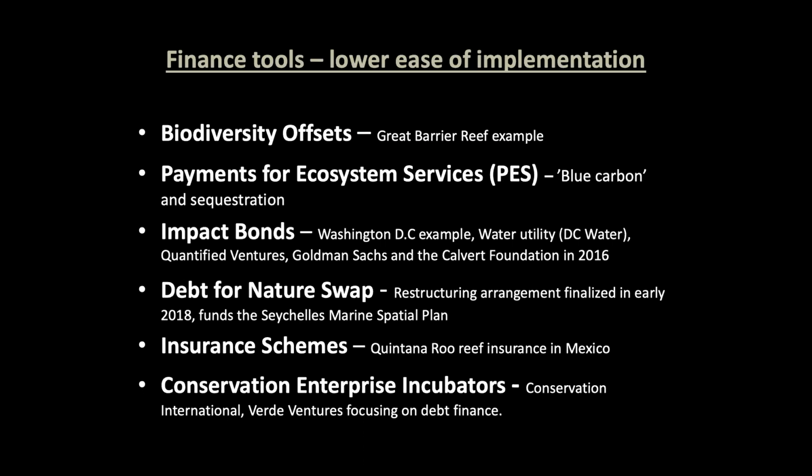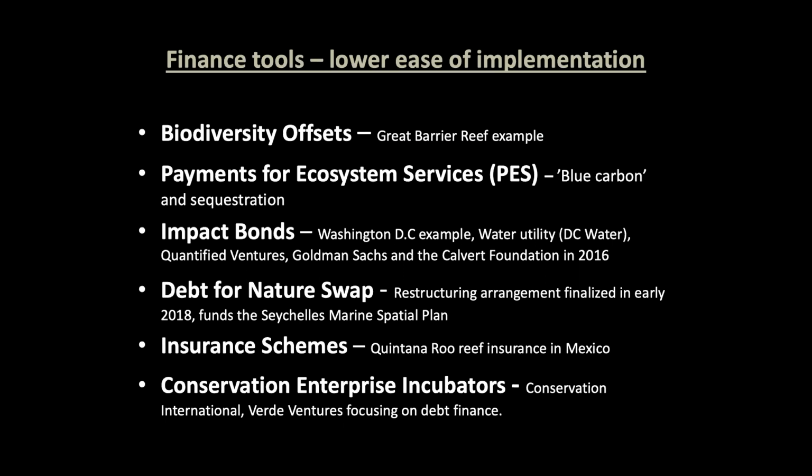So this was a restructuring arrangement finalized in 2018 and funding the Seychelles Marine Spatial Plan, where the debt, or at least part of the debt of Seychelles, was forgiven. In return, the Nature Conservancy and other partners were willing to buy it off in exchange for Seychelles utilizing that money in marine protected areas as well as marine planning, along with fisheries investments.